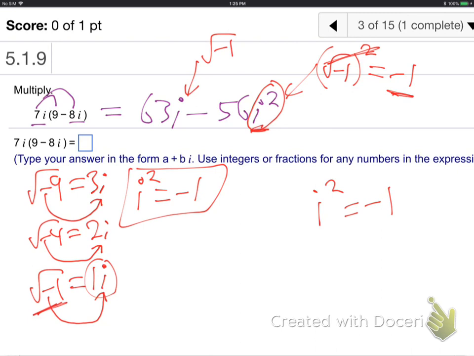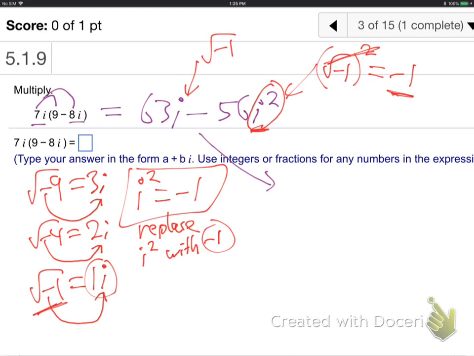Plain, normal, regular -1. So whenever we see i squared, we always replace i squared with -1, because it's a real life, plain, normal number. So don't leave it i squared. Replace it with -1. So, okay, what does this problem become then? 63i minus 56, but in the place of i squared, I'm going to put -1. Everybody see what I did there?